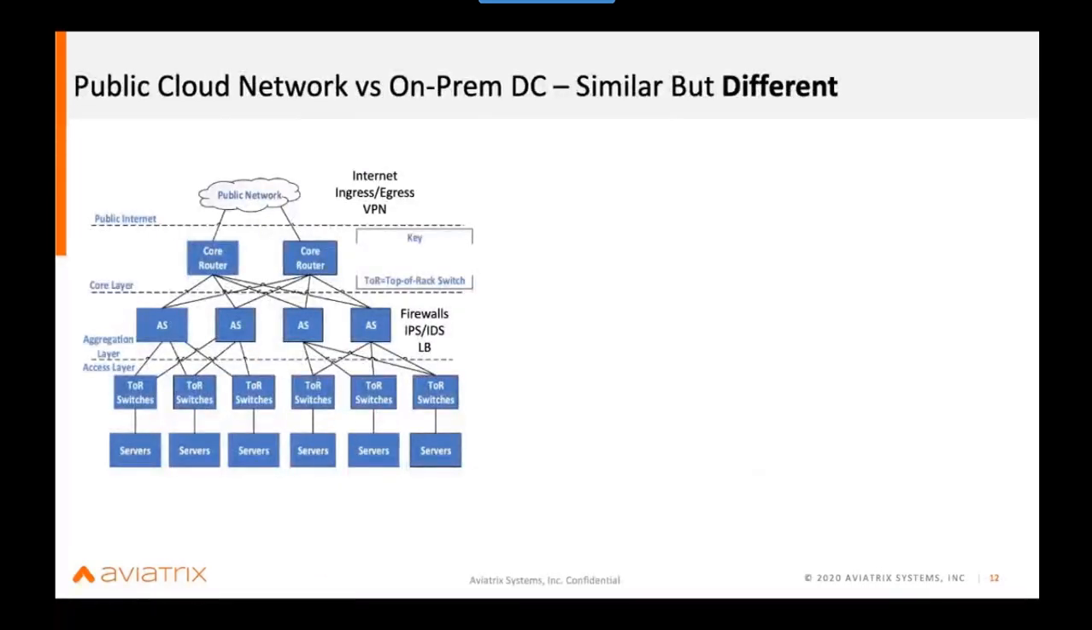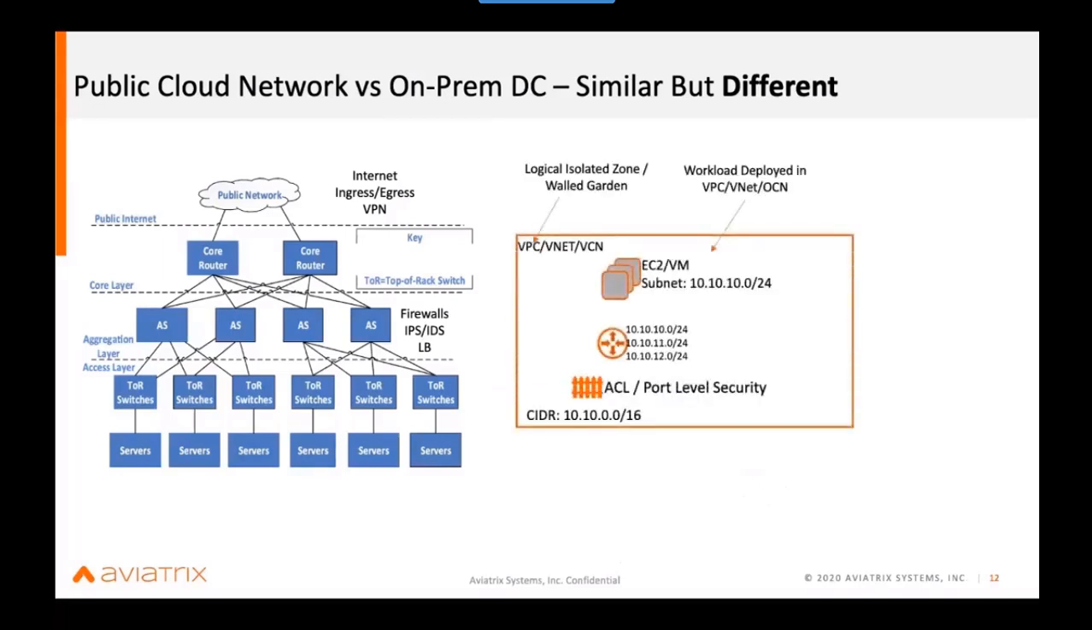One of the things you will see is that public cloud networks are very similar in some ways, but at the same time very different. You have the same constructs. You still have your servers or instances, switches, routers, firewalls, internet and all these things, but their location has completely changed.